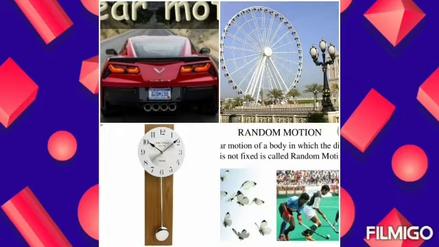The above three categories: linear motion is a body moving along a straight line. Circular motion, a body moving in a circular path. Oscillatory motion, a repetitive to and fro motion of an object at a regular interval of time. These three motions do not fall in random motion. Random motion is the motion of an object which does not fall in any of the above categories. What are the above categories? Straight line, circular path and repetitive to and fro motion.